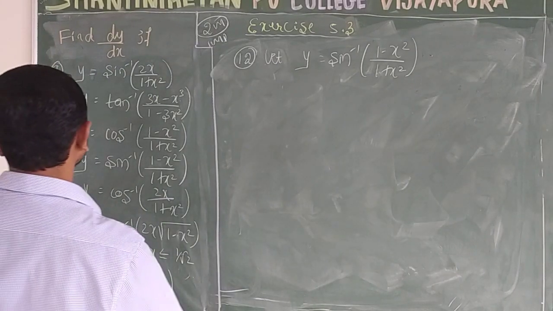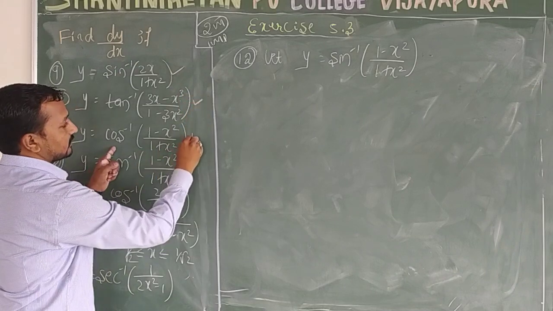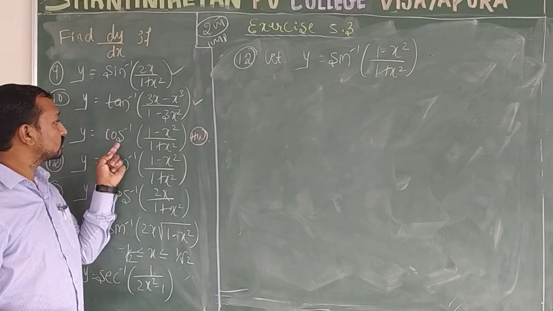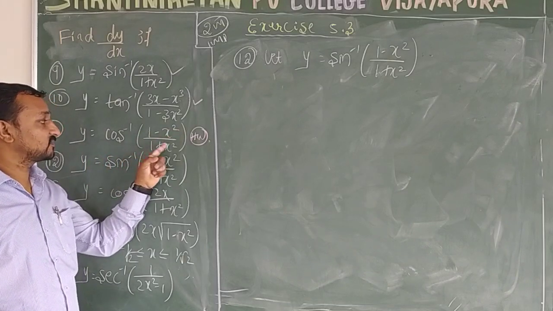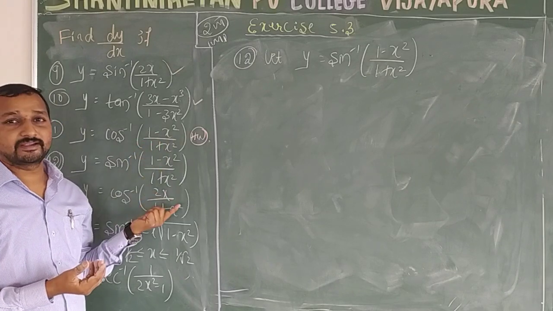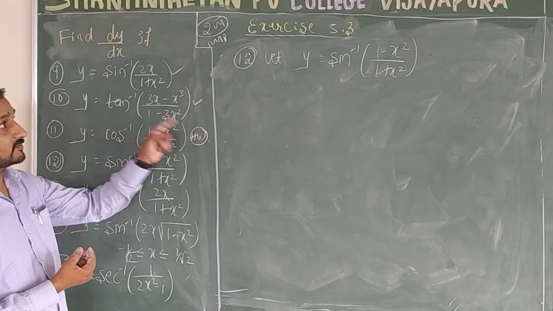So students, the 9th one is over, the 10th one is over. So the 11th one, try yourself. What is the 11th one? y equal to cos inverse of 1 minus x square divided by 1 plus x square. This is also obviously one formula. So put x equal to tan theta. Obviously, you get one standard formula. Okay?